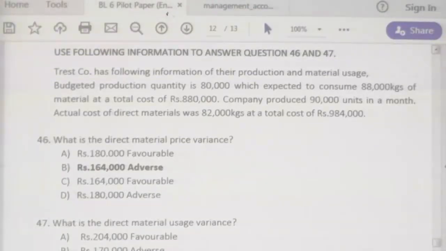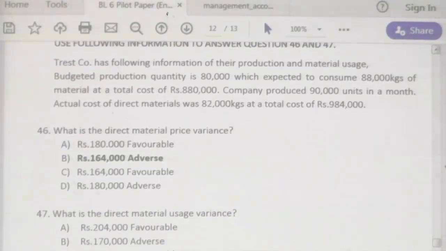Now, questions 46 to 47, two questions, depend on this description. Let's see. Trust company has the following information on their production and material usage. Budgeted production quantity is 80,000 units, which is expected to consume 88,000 kilograms of material at a total cost of 880,000. The company produced 90,000 units in a month. Actual direct material used was 82,000 kilograms at a total cost of 984,000. What is the direct material price variance?